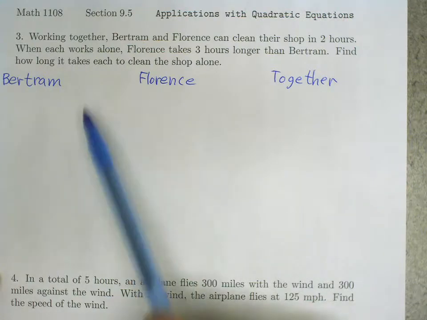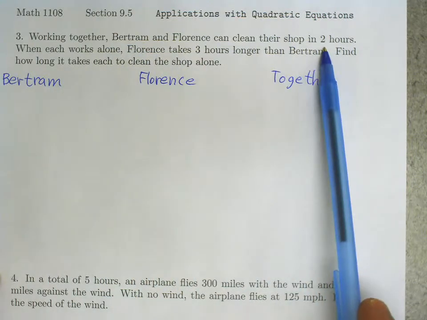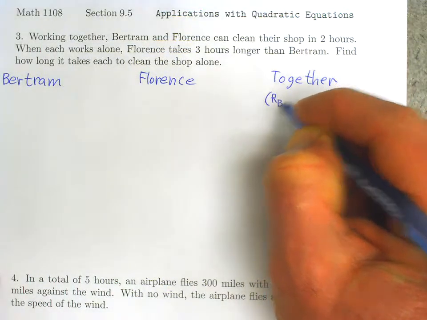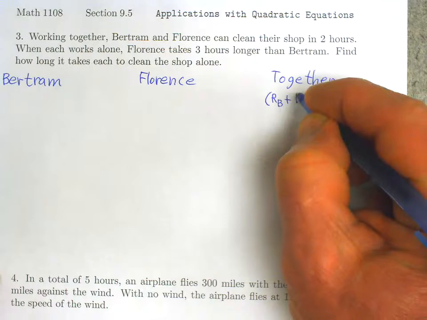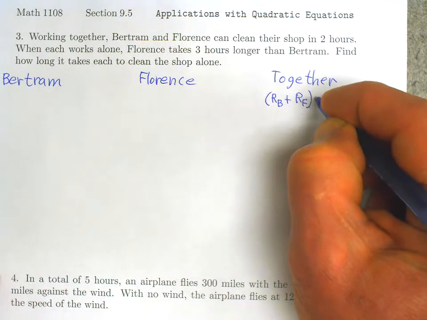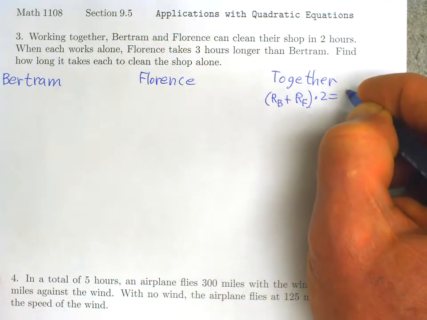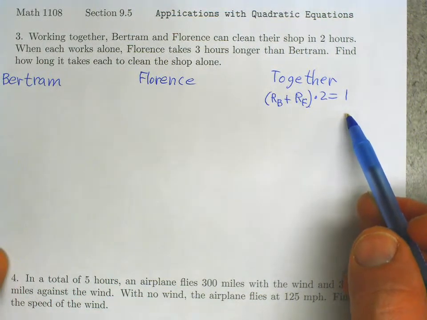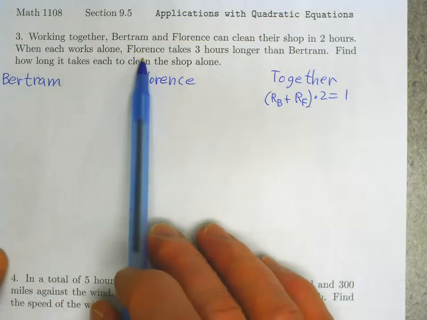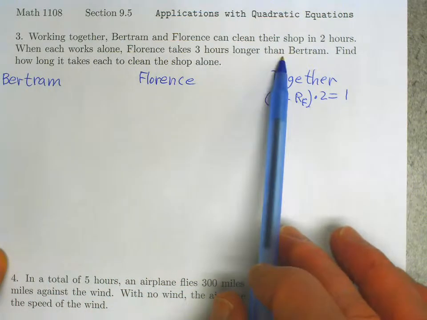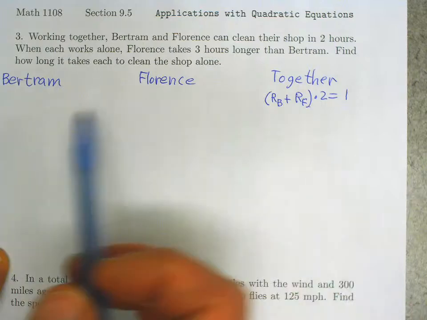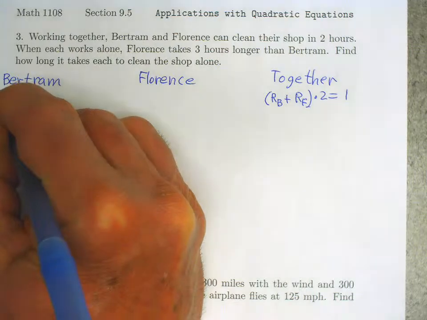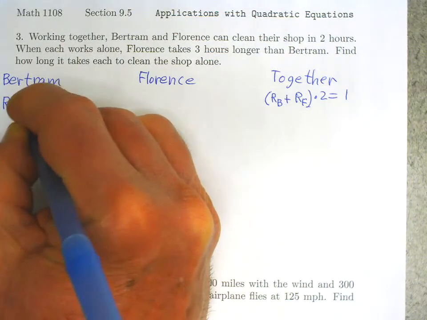The first information given is how long it takes them when they work together. So when they work together, Bertram works at a certain rate, Florence works at a certain rate, and in 2 hours they can clean the shop. So rate times time equals 1. When each works alone, Florence takes 3 hours longer than Bertram. So if I pick X to be the amount of time it takes Bertram, then Bertram's rate times X hours equals 1.